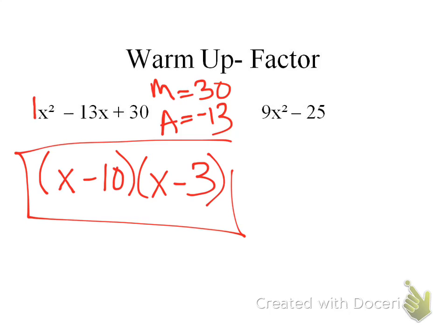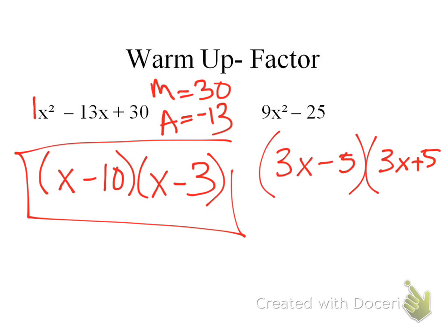It's a different method of factoring, actually pretty much the easiest one, I think. You just take the square root of both. So what's the square root of 9x squared? 3x. So we have 3x and 3x. What's the square root of 25? 5 and 5. One gets a plus sign, one gets a minus sign. Order doesn't really matter.